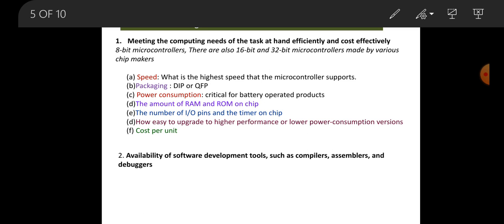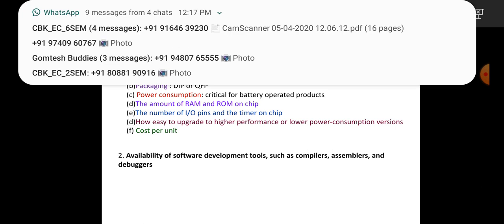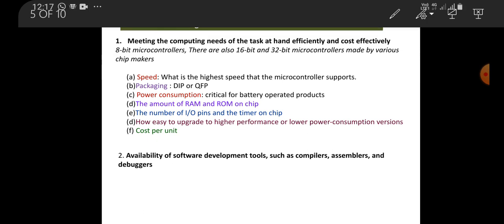the amount of RAM and ROM which is available on chip. That depends upon the application, what is the type and amount of RAM as well as ROM, plus the amount of RAM and ROM which is available on the chip. Then the number of IO pins, the number of IO ports which are available, and the number of timers or counters on the chip. How easy it is to upgrade to a higher performance or lower power consumption version.